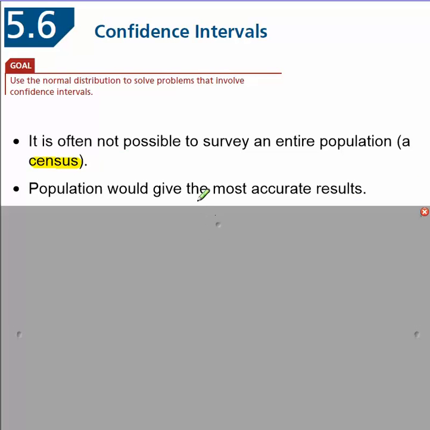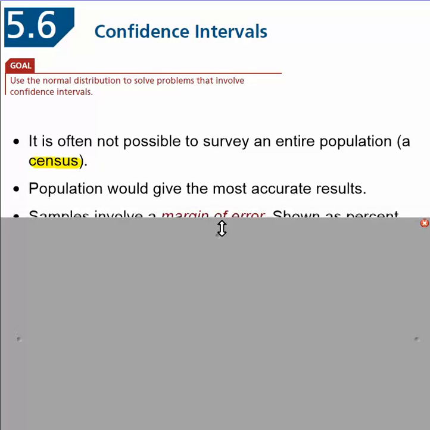Next point, we just covered that. The population will give the most accurate results. If possible, you would look at every item or interview everyone where practical. And again, as we said, it may not be practical to always do that.